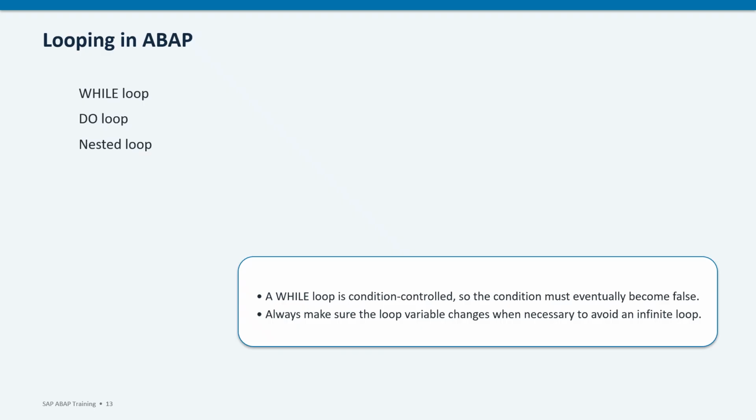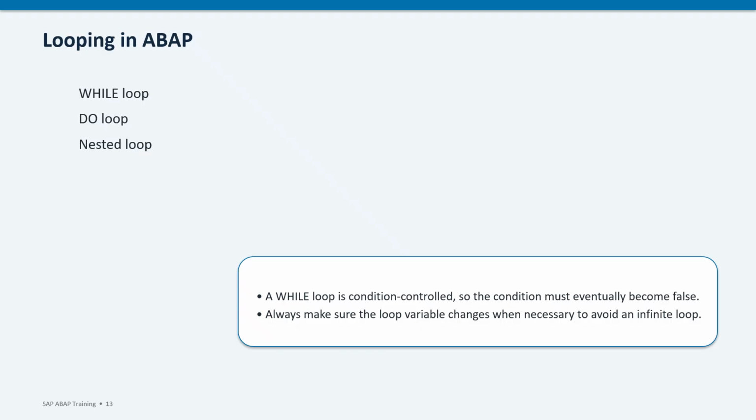Now the next topic: we'll discuss loops in ABAP. A loop is used when we want to execute the same statement repeatedly. ABAP provides different looping statements: the while loop, the do loop, and nested loops.